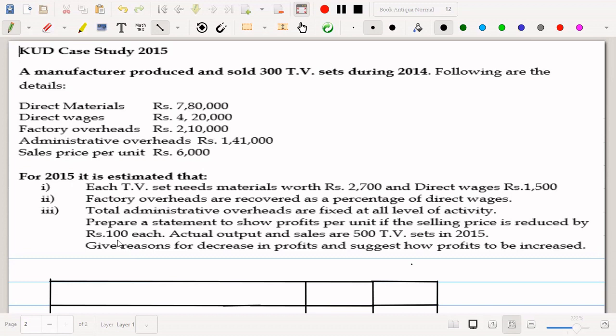That is, 100 rupees were reduced. That is, in 2015 we have to take the sales price as 5,900. So we have to deduct 100 from this 6,000. What does it mean? Last year the TV sets were sold at rupees 6,000 per set, but in the year 2015, 100 was reduced. That is, it comes to 5,900.